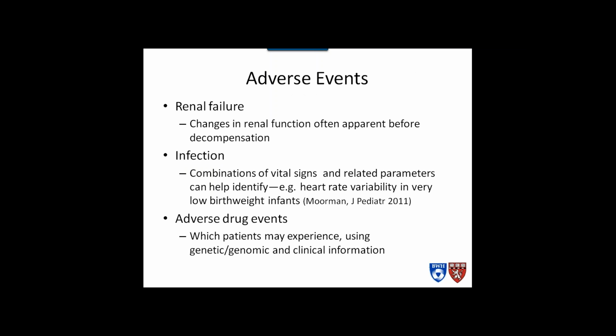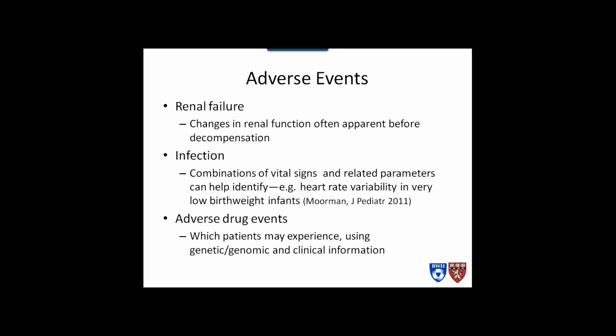Another area which I think is a potentially very fruitful area to focus on is the whole area of adverse events. So here we picked 3 which we think are targets that are important early on. One is renal failure, and the issue here is that changes in renal function are often apparent before the patient really decompensates. Renal failure is very expensive, and if you can head it off, make it less severe, not only is the patient better off, but there can be substantial savings.